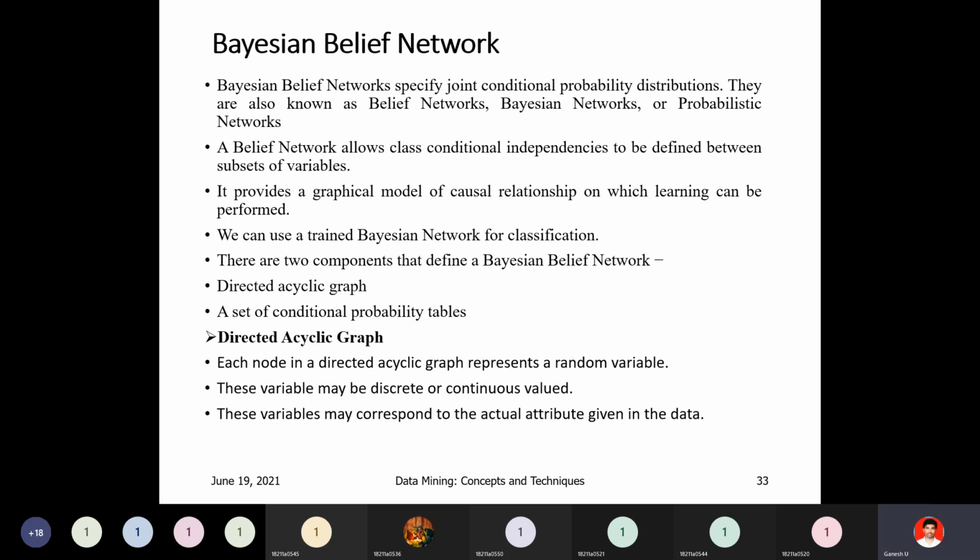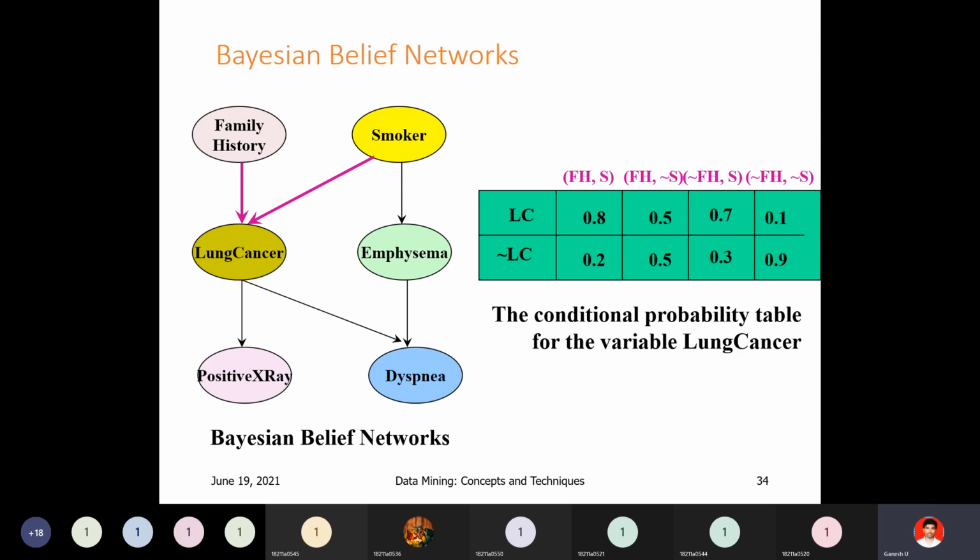These variables may be discrete or continuous valued. These variables may correspond to the actual attributes given in the data. See here in this example, I will clearly explain. Using some disease we can easily understand this Bayesian belief network. So first, what is a network? A network is connected components; the connection should be there in some variables. Here these are the variables: family history, smoker, lung cancer, emphysema, positive X-ray, dyspnea. These are my variables, and I have to find out the relations.